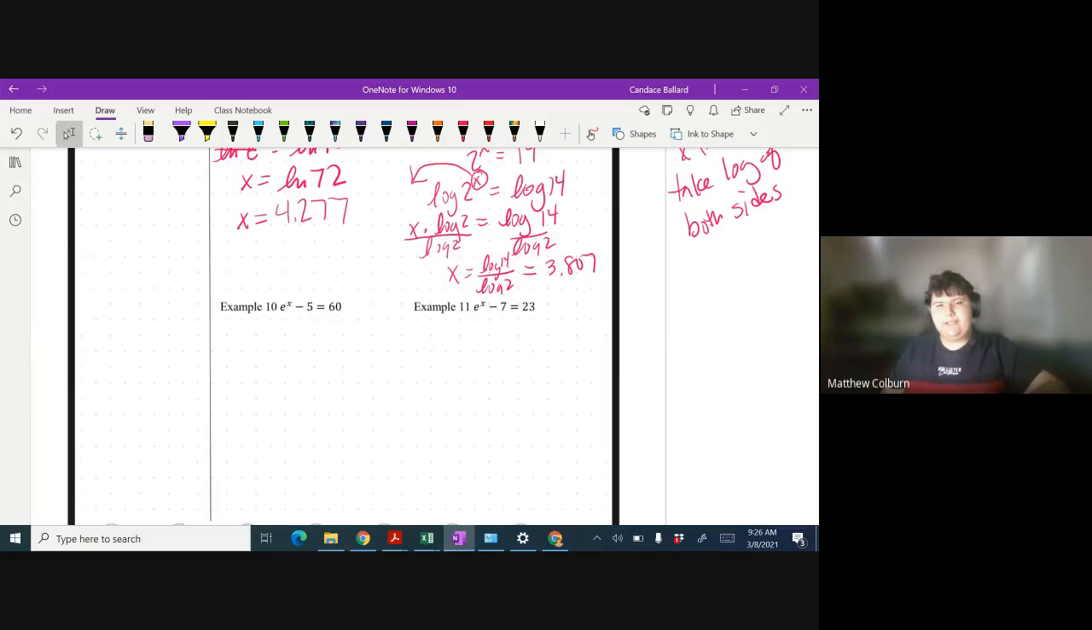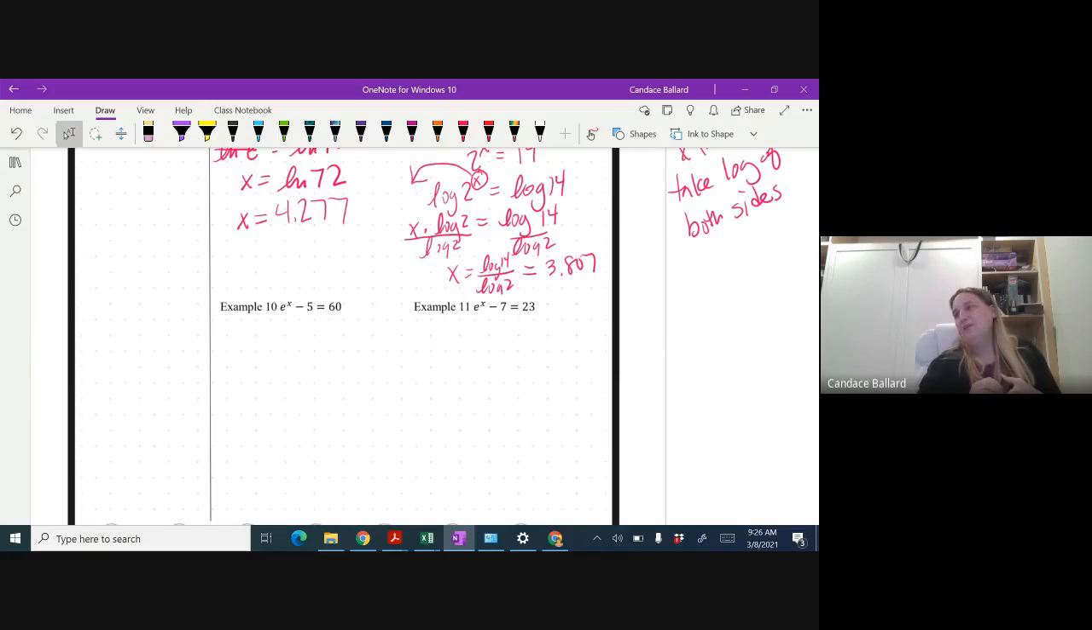Add 5 to both sides. Okay. Matthew says we got to add 5 to both sides. Everyone else is seeming to agree in the chat. Good. So we haven't forgotten our algebra skills. So I'm just going to go ahead and do that. e to the x equals, I'm going to add 5 to the 60, and I get 65. Now, what do I need to do to both sides to get the x out of the exponent?